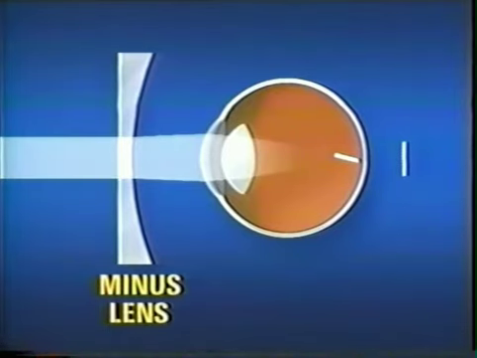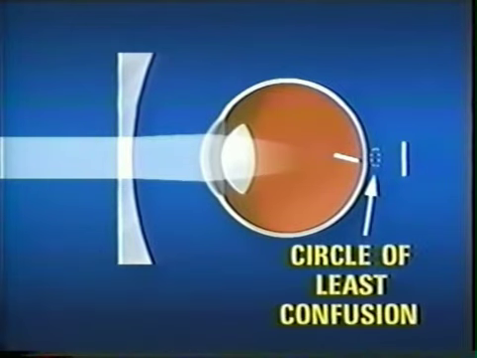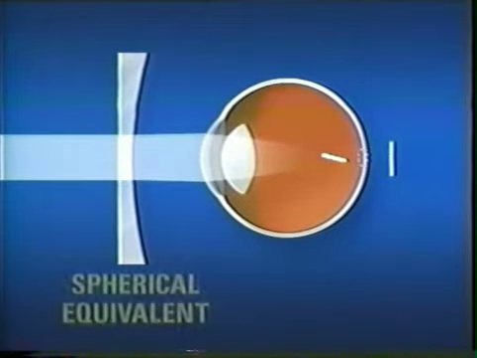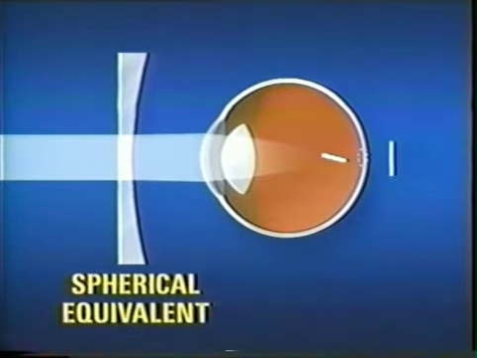Dioptrically midway between the two focal lines is the cross-section of the bundle of rays called the circle of least confusion. The spherical lens which places the circle of least confusion on the retina is called the spherical equivalent of the refractive correction. If the circle of least confusion falls on the retina, each point of the letter chart is equally blurred in all directions. But if the vertical focal line is placed on the retina, the vertical strokes of the letters become clear and the horizontal strokes become blurred.